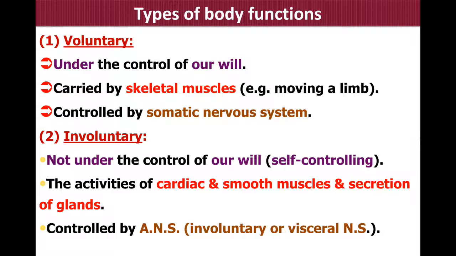While involuntary is not under control of our will, means self-controlling, and including the activity of viscera like cardiac muscle, smooth muscle, and secretion of glands. And it's controlled by the autonomic nervous system or the involuntary or visceral nervous system.